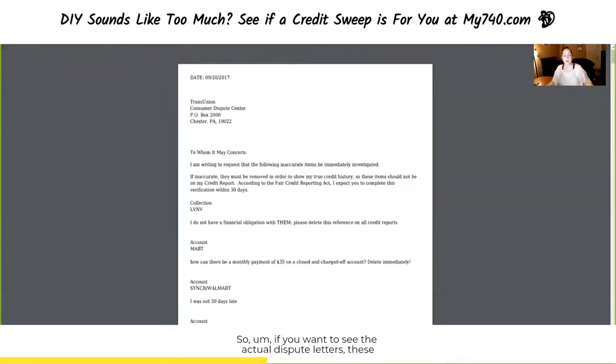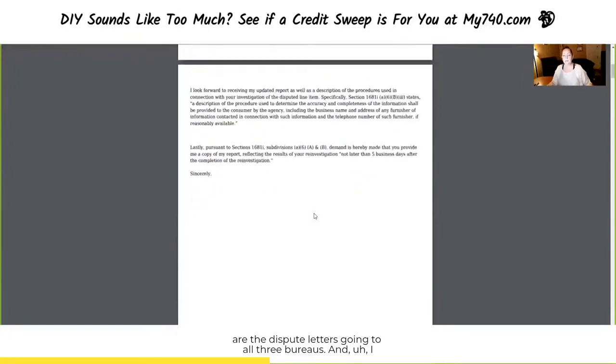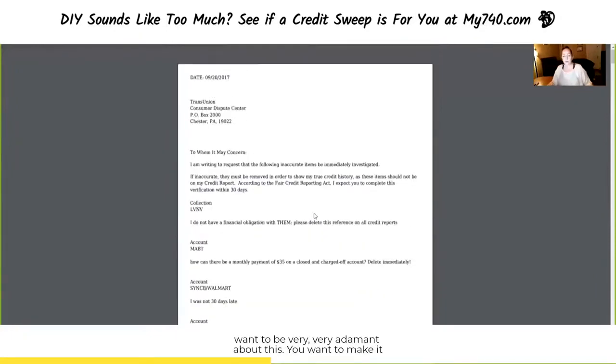If you want to see the actual dispute letters, these are the dispute letters going to all three bureaus. And I want to be very, very adamant about this: you want to make it as simple as possible. So, dear TransUnion, dear Equifax, and so on. This is the issue I'm having. These are the accounts. And please send me a new credit report after you do an investigation.